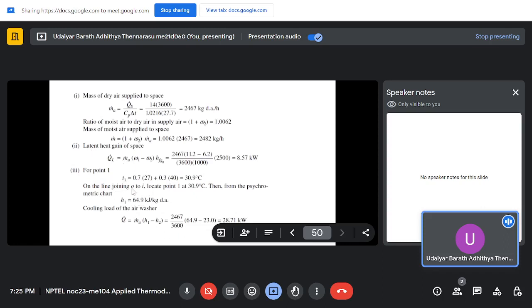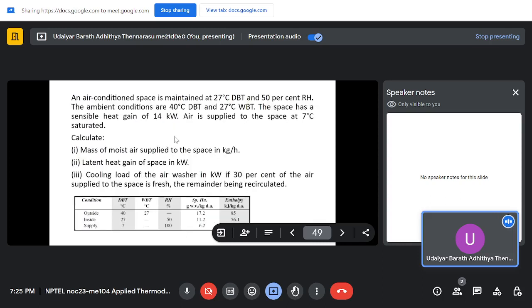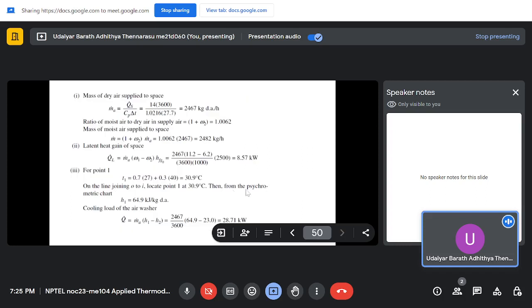So at point 1 we have mixing, 70% as said in the problem. For the cooling load of the air washer in kilowatt, if 30% of air supplied to the space is fresh and the remainder is being recirculated, that means 70% recirculated air and 30% fresh air. So T1 will be 0.7 into 27, the temperature at room, plus 0.3 into the temperature of ambient, which is 40. This will come out to be 30.9 degrees Celsius.